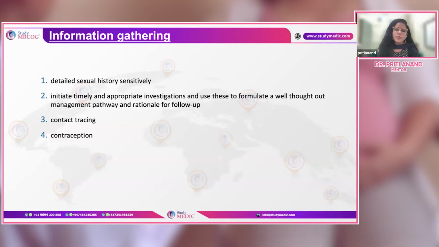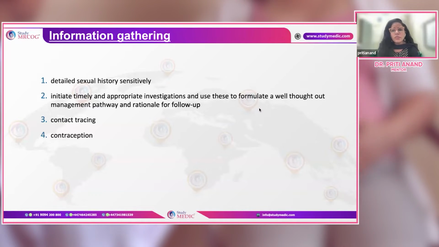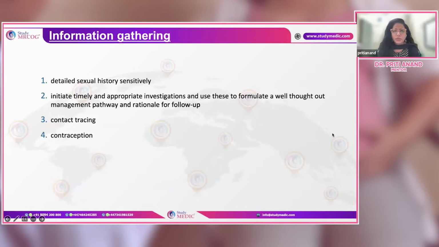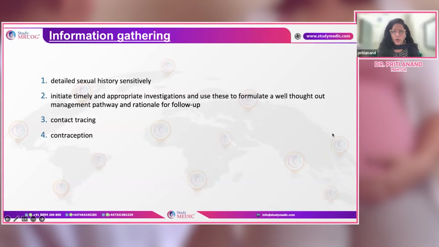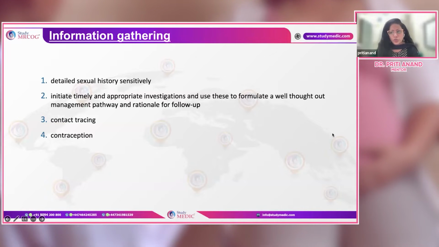Initiate timely and appropriate investigations. Use them to formulate a well thought out management pathway, and the rationale for follow-up should be talked about. Contact tracing and contraception for the future should be asked about.